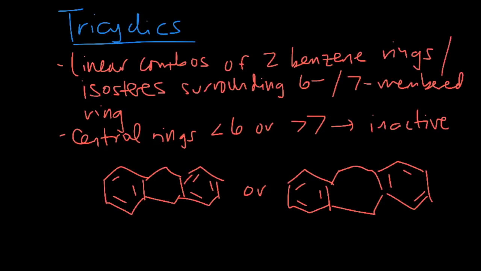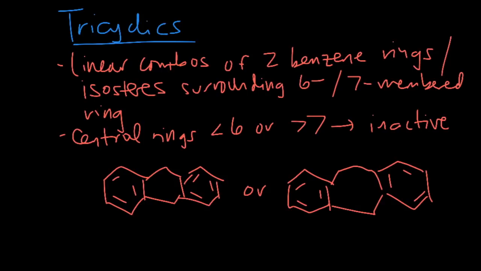Okay, so your first class we're going to talk about are your tricyclics. These are linear combinations of two benzene rings or isosteres surrounding 6 or 7 membered rings. So in English, this means that these are straight in a line, combinations of two benzene rings, or benzene rings with changes that still produce activity.